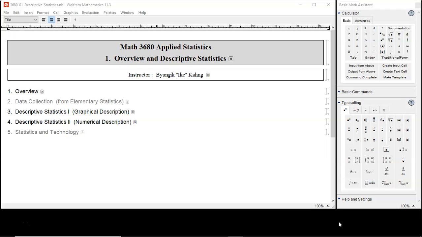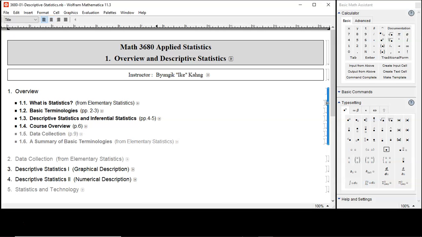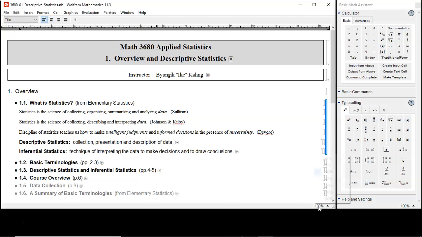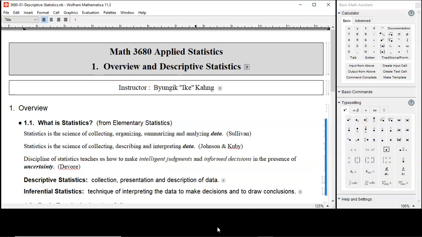This is the very first lesson of Module 1, so let's have a broad overview of the entire course before coming back to the course material for Week 1, which is Descriptive Statistics. First, the overview, and the overview begins with a question: what is statistics?